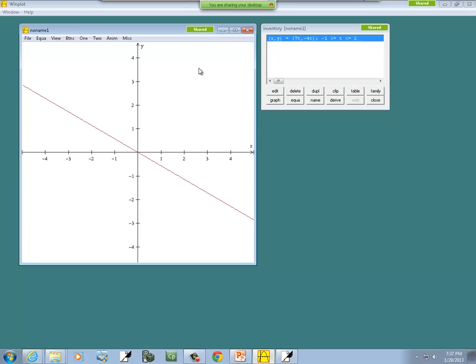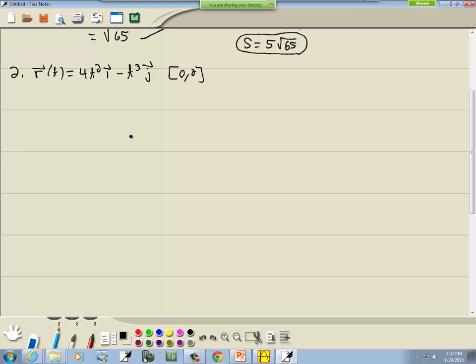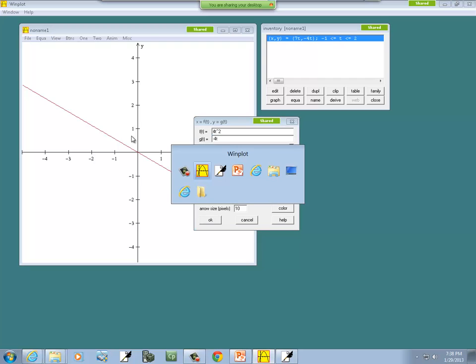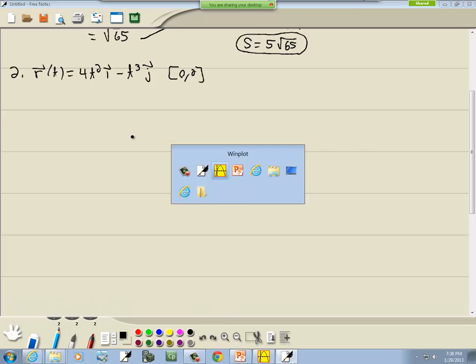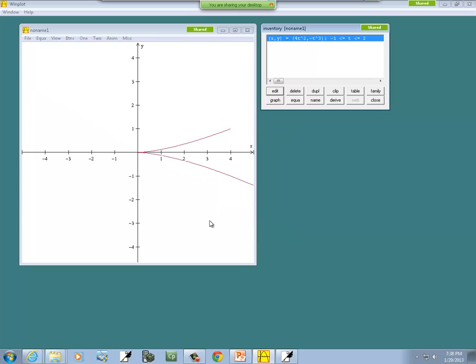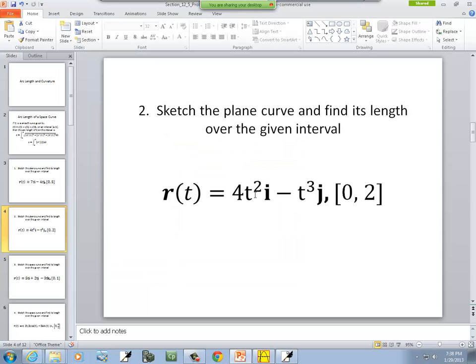And I'll use WinPlot to quickly come up with a sketch. I think I should be able to edit here, so I'll click the edit button. f of t will be what's before our i, which is 4t squared, so I'll do 4t caret 2. And g of t is what's for our j, which is negative t to the third, so negative t caret 3. And that's probably fine for the low t and high t. And let me click OK. It's an interesting graph. So we get that. And we want to find the length of the arc from 0 to 2.